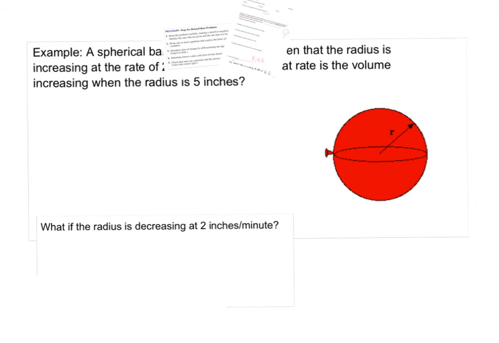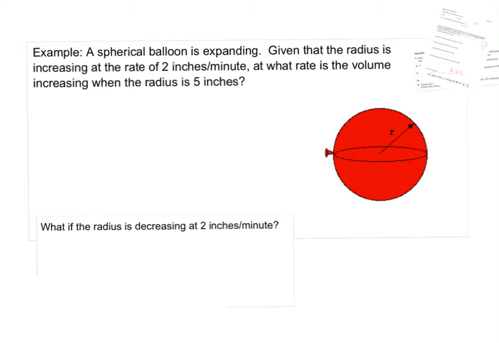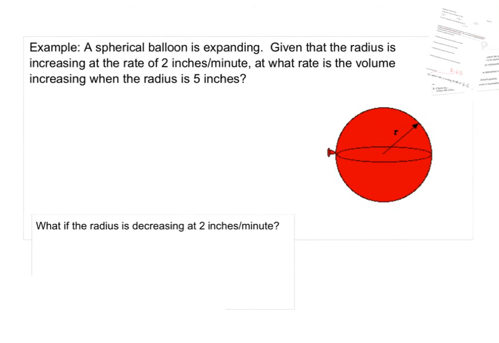Just to go back to that question of increase and decrease, here's a similar question. You have a spherical balloon expanding, given that the radius is increasing at the rate of 2 inches per minute. At what rate is the volume increasing when the radius is 5 inches? So now they're giving you the rate of increase of the radius, and they're asking for the rate of increase of the volume.